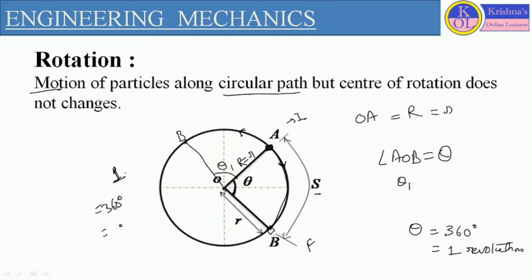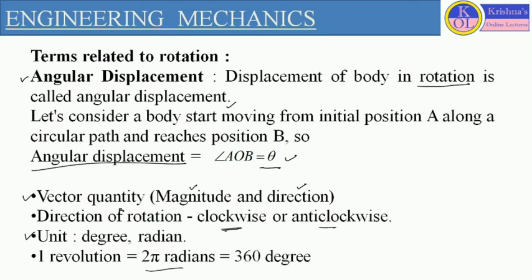And this 360 degree we generally consider as 2 pi. Pi we consider equal to 180 degree. So this 2 pi will be 360 degree. So this relation we can apply, and the relation is defined as one revolution equals 2 pi radian, and that equals 360 degree. So this is about the angular displacement.